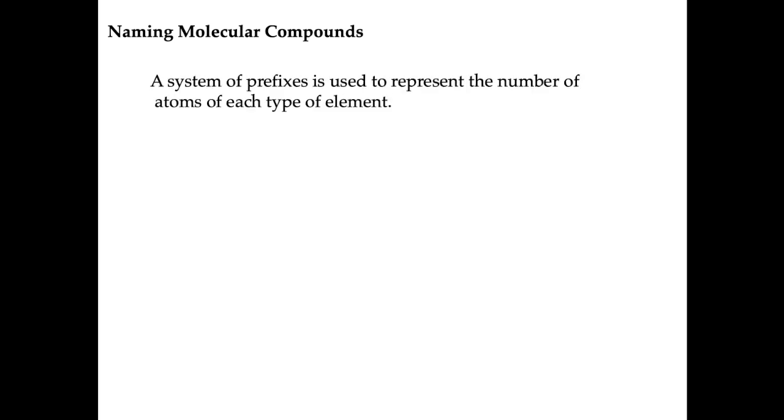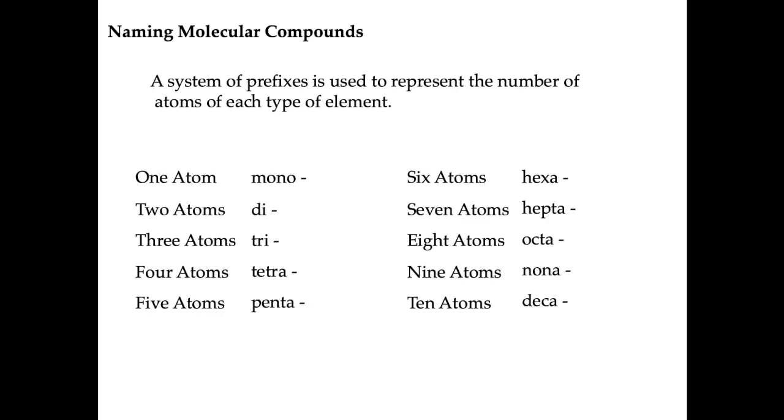Now let's talk about how to name molecular compounds. Writing names and formulas for molecular compounds is much simpler than for ionic. There's really only a few rules. The main one being that there's a system of prefixes that are used to represent the number of each atom for each element in the compound. Here's our prefixes. Make sure you get them written down.